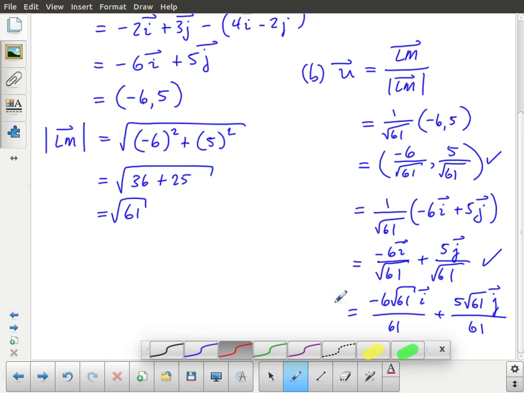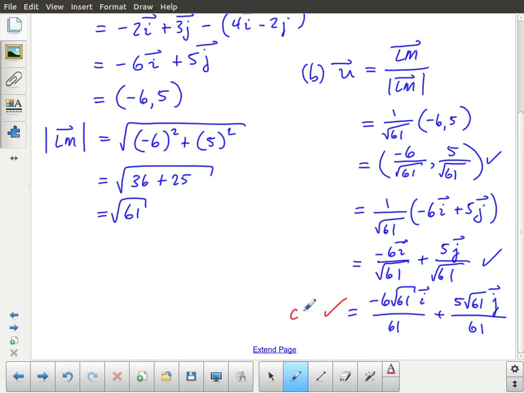So here, I've actually rationalized, which you should be doing. You are expected to rationalize your values. So these are correct answers, but here is a correct answer properly rationalized. And that's the unit vector. The length of this vector is equal to 1, but it lies in the same direction as the vector Lm.